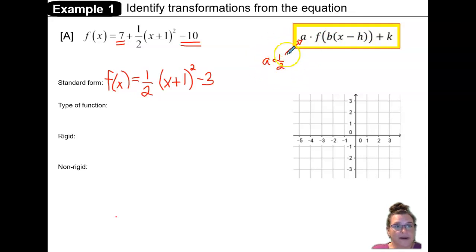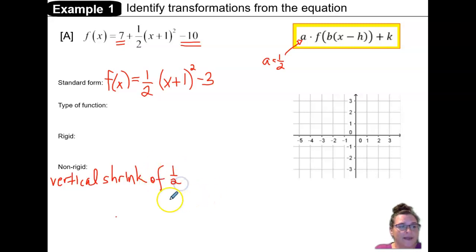Okay, a being 1/2 tells me the dilation with respect to the x-axis. So under non-rigid transformation, because the absolute value of a is less than 1, that is a vertical shrink of 1/2. And that's going to impact the slope from the vertex to 1 unit to the left or right of that value. Okay, the next one I come to is my b.